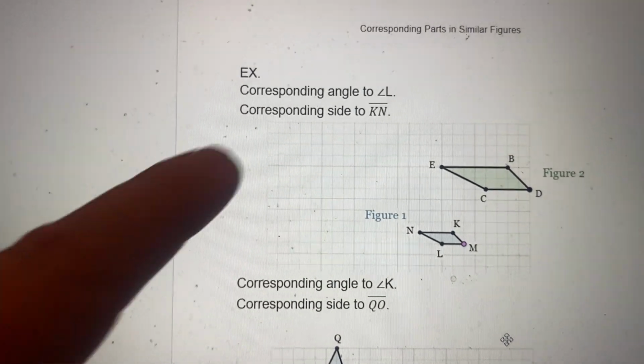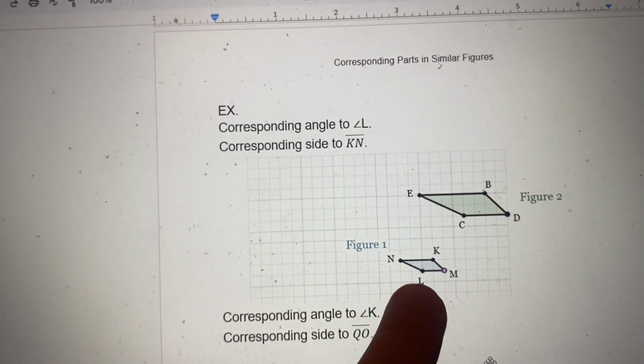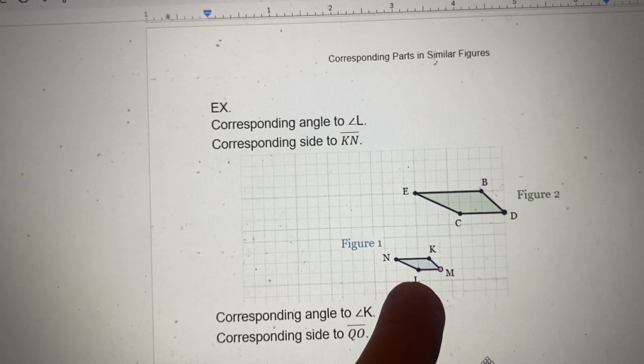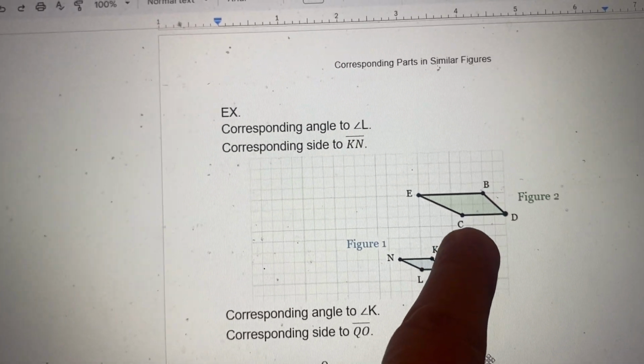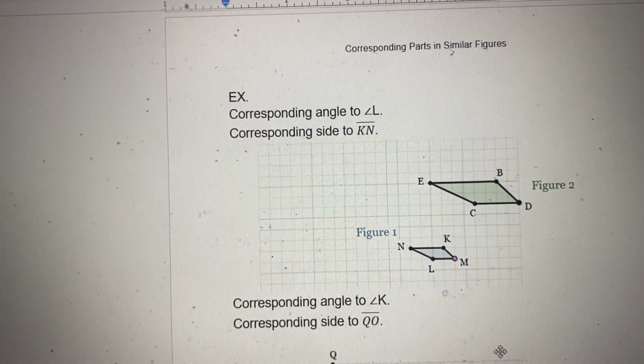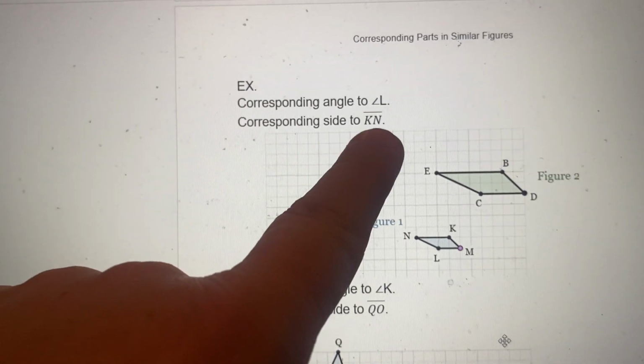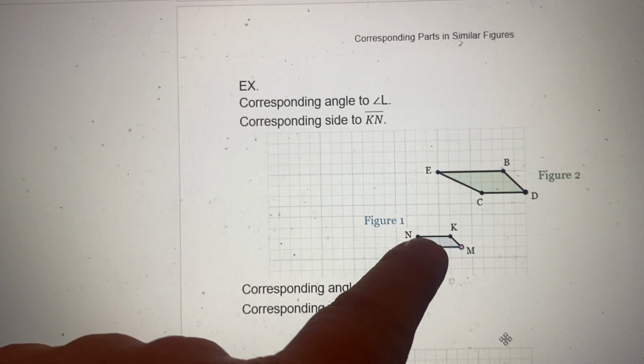And it says, what's the corresponding angle to angle L? Here's angle L. So the one in the same location, angle C, appears to be the one that's the same. The corresponding side to KN, KN is right here.